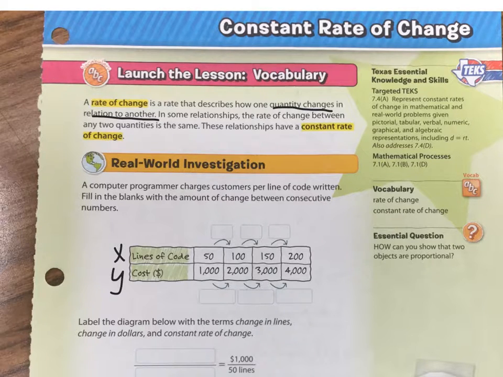And then you had to calculate the difference as the lines of code change from 50 to 100, 100 to 150, and 150 to 200. How are they changing? Plus 50. So you should have plus 50. On the change in the Y, what is it changing by? By adding 1,000, right? Each time.